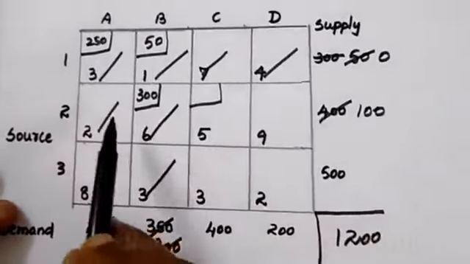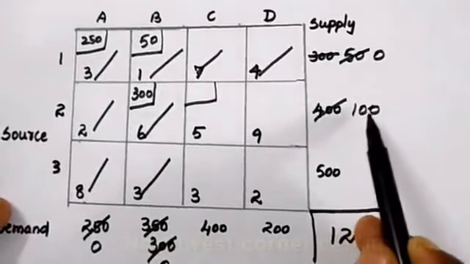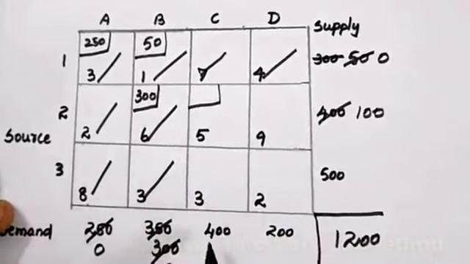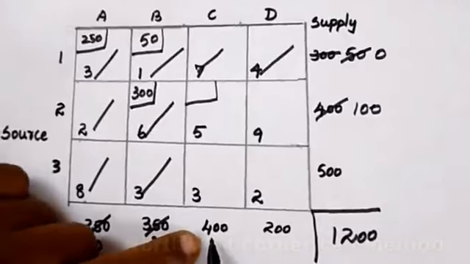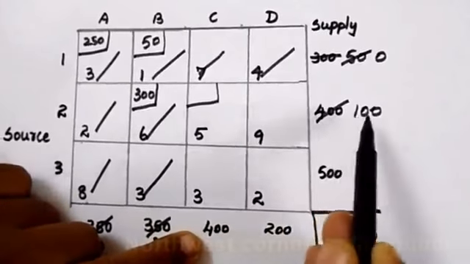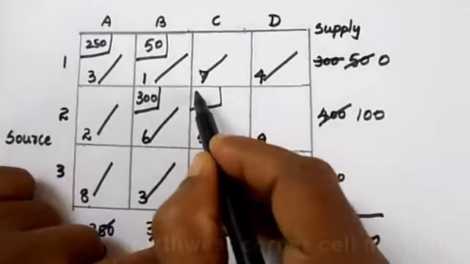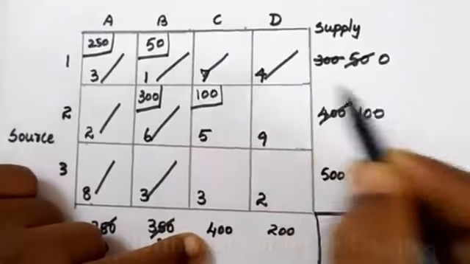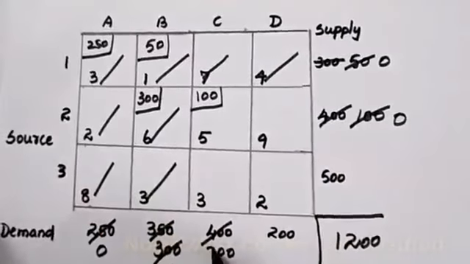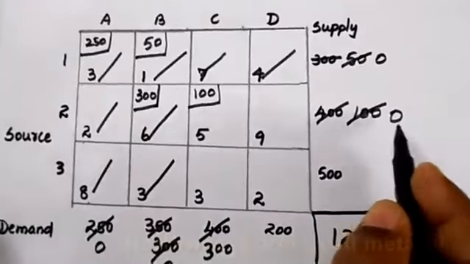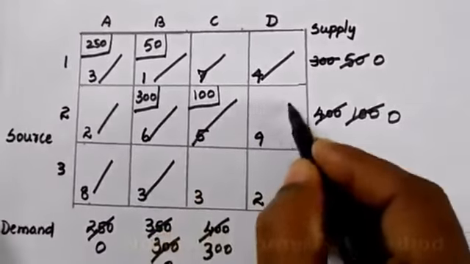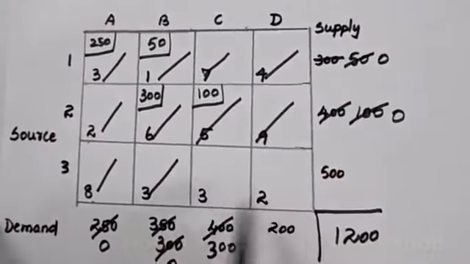So which one is less? Just compare the row value and column value. Column value is 400 for this cell and row value is 100. So which one is less? 100 is less. 100 is the lesser value. Just write 100 here and you will get 0. And out of 400, 0, no? Just cancel this. Now we have only 2 cells.